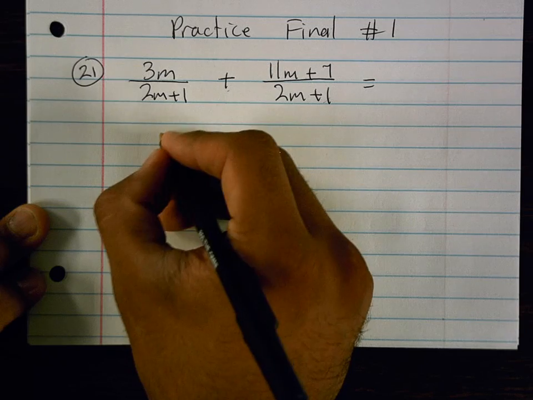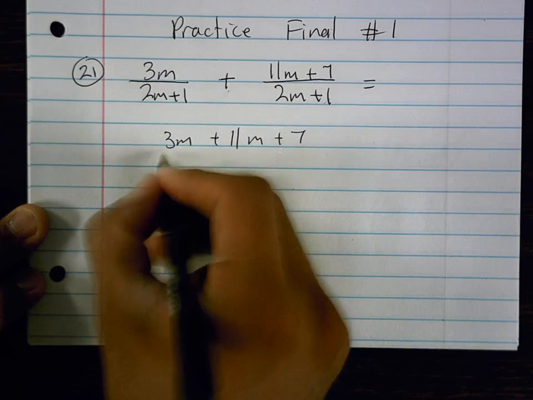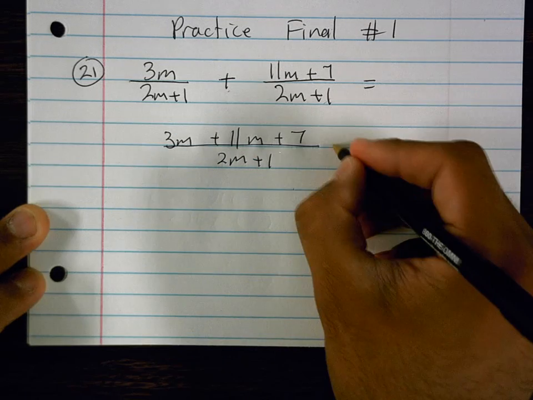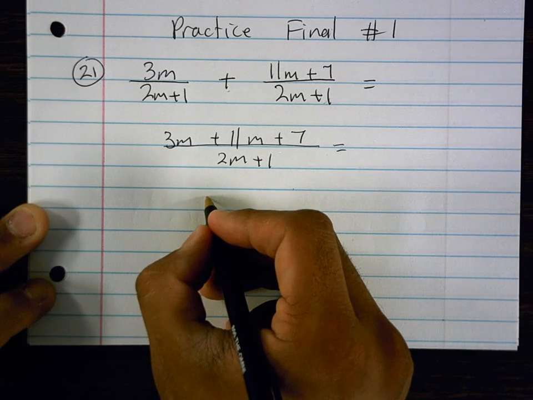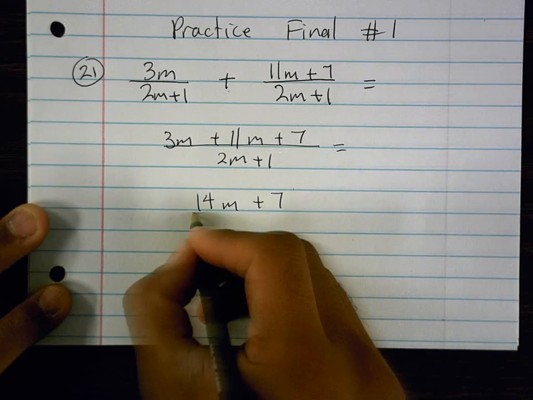So to give this intermediate step, that's what the tops turn into. We can go ahead and just do that because the denominators are the same. And so the actual answer is going to be 14m plus 7 all over 2m.